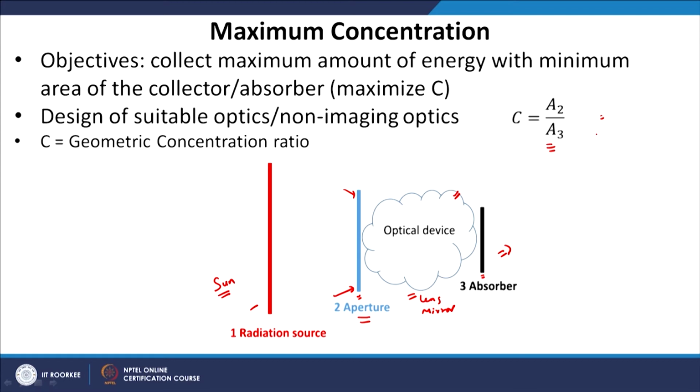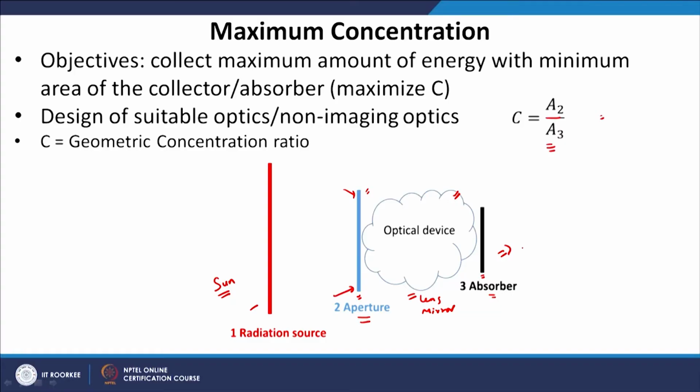So, what we want is to collect the maximum amount of energy. We want this aperture to be as big as possible, to collect as much energy as possible, and we want to focus this on a small absorber. That is basically the concept of concentration, and we define concentration as the ratio A2 by A3, the aperture area divided by the absorber area. Now, we will use the calculation of view factor to find the concentration A2 by A3.